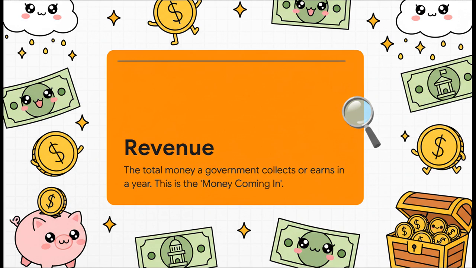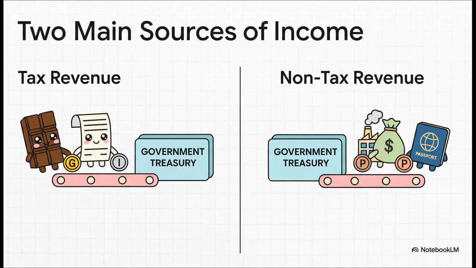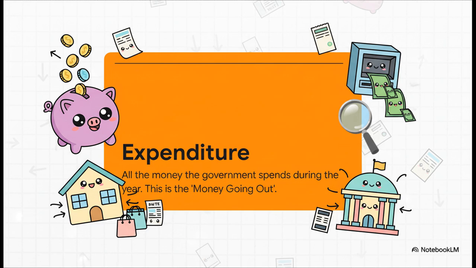But where does this money actually come from? Well, it pretty much boils down to two main sources. First, you've got tax revenue. That's the money that comes from us, things like income tax or even the GST you pay when you buy a chocolate bar. And then there's non-tax revenue, which is money the government earns, like profits from companies it owns or the fee you pay to get a passport. All right, that's the money coming in.